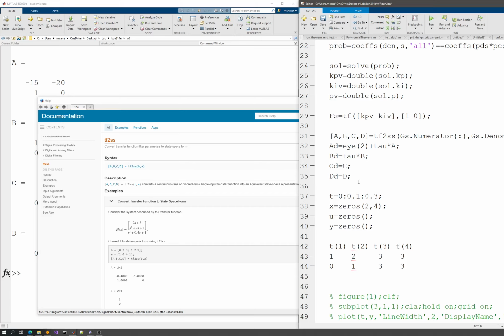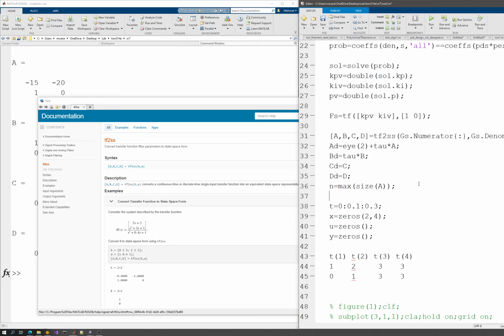Or I might also get this information using size A, and you can use max or min to eliminate just one of the values because they are equal. I can get the degree of the system, which is n. And I might also use the length of t. So because this is 2, I know that it is 2. And since I have 4 elements in my time vector, I'm using the time vector length. I can define this here.